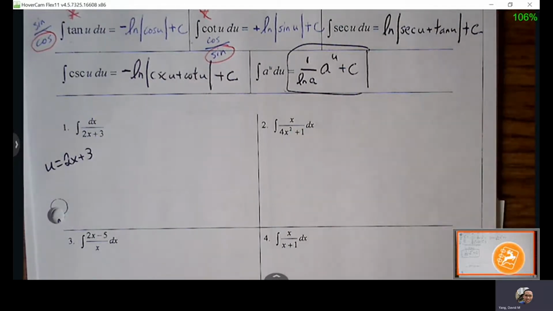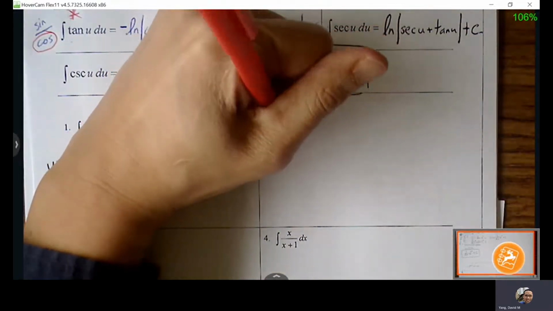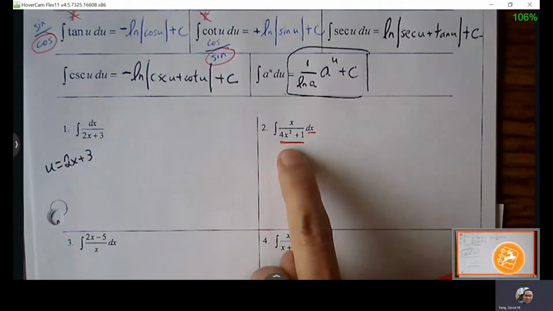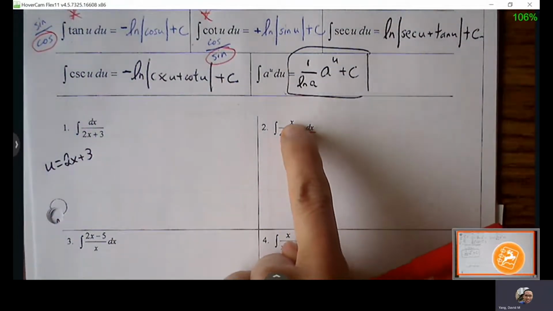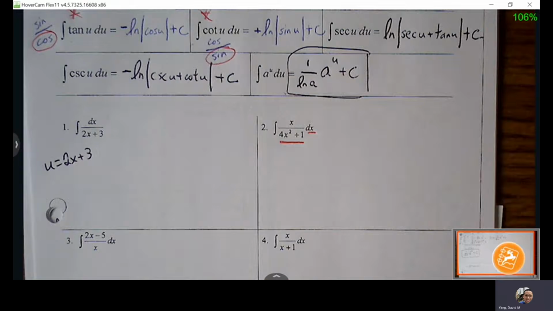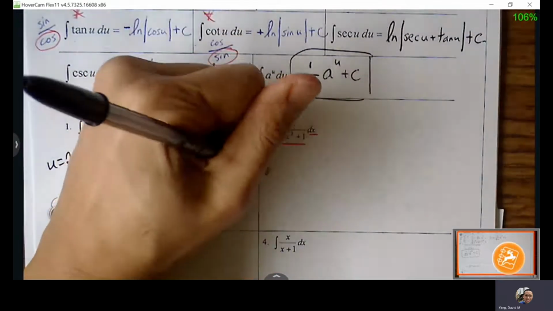Okay, number 2. Too many terms in the denominator, so we got to look at u substitution. What could be our u value? Entire denominator again. The numerator is encouraging because we know that the derivative of 4x squared will produce a linear term, and that should match and cancel out with that x.